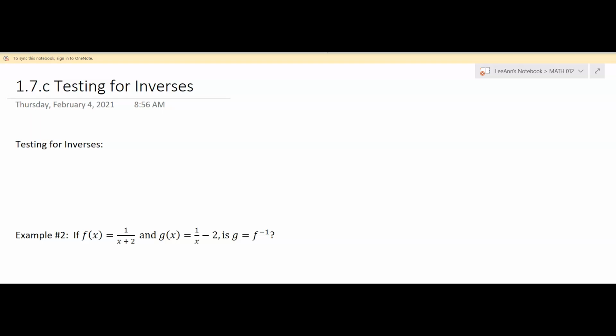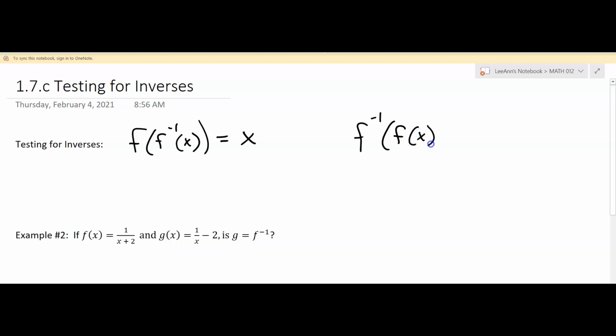Okay, so we're going to show you how to test for inverses. They're going to give us two functions and they're going to say, hey, are these inverses? Remember, the test for inverses is composition. So it has to be f compose f inverse of x equals x, and then the other one, f inverse of f of x equals x. Now, both have to be true in order for them to be inverses. If you run the first test, though, and it's not true, you don't have to bother running the second test.